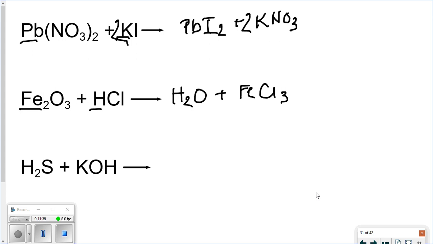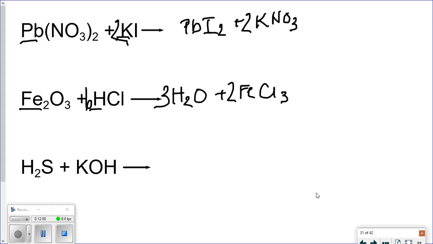We have 2 irons on our reactant side, so we need 2 on the product side. That gives us 6 chlorides, so we need 6 on our reactant side. That gives us 6 hydrogens, so we need to add a 3 to have 6 hydrogens, which also gives us 3 oxygens, so now it's balanced.